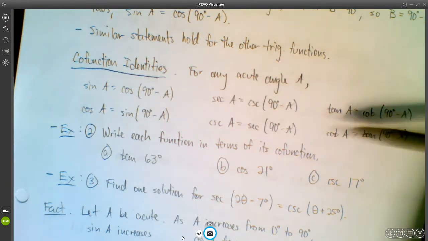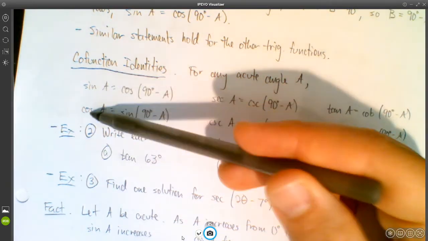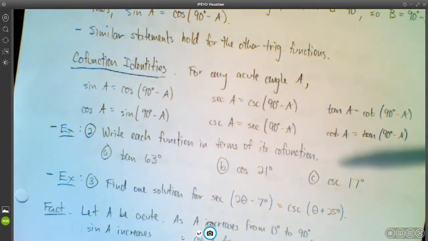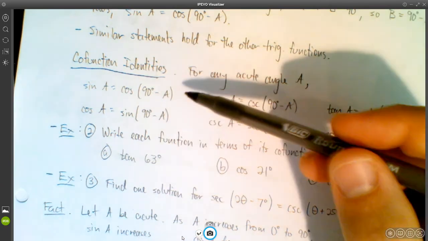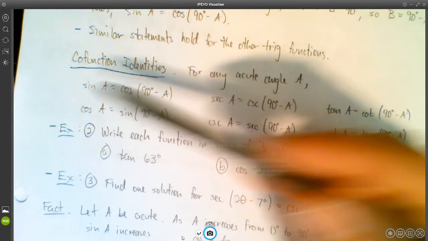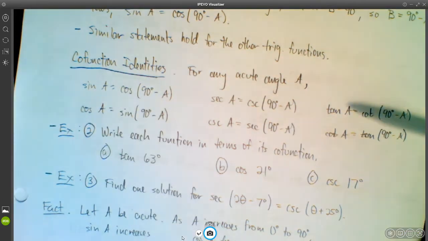And then you have the same thing for the other cofunctions. So sine and cosine are cofunctions. Secant and cosecant are cofunctions. Tangent and cotangent are cofunctions. Okay? So these are not the same pairs as the reciprocals, right? Remember, the reciprocal of sine is cosecant. The reciprocal of cosine is secant.